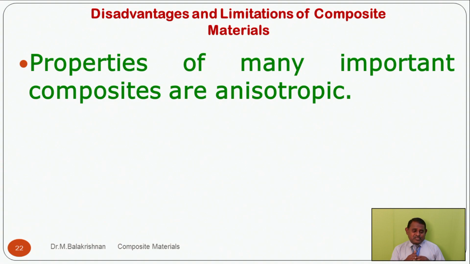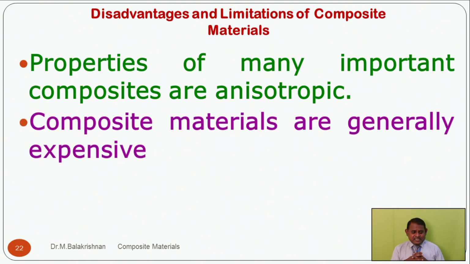Even composites have some disadvantages. That is, the properties of many important composites are anisotropic. It is a point to think about seriously. It offers different properties with respect to different loading directions. This has to be thought through very well when you choose a composite material for your application.